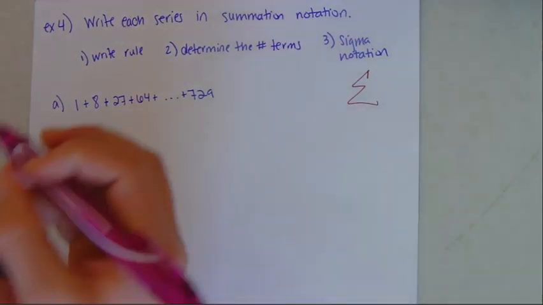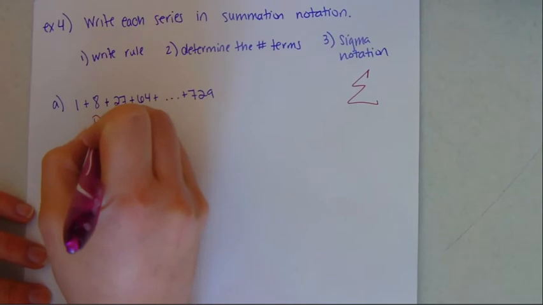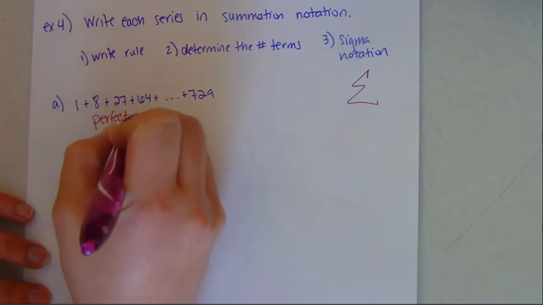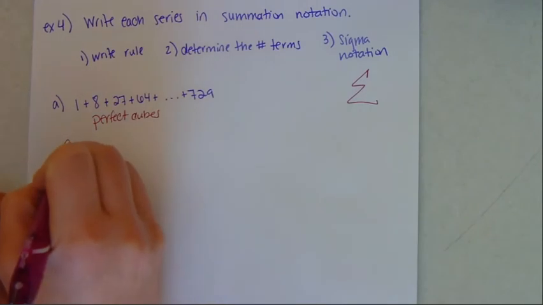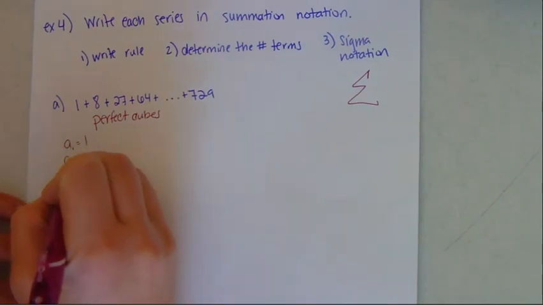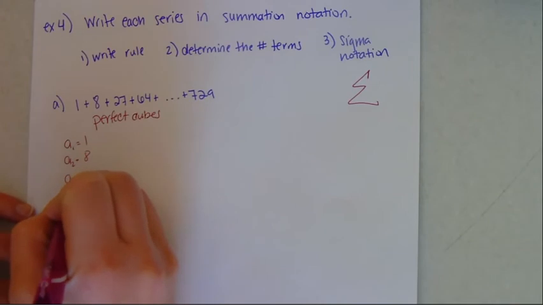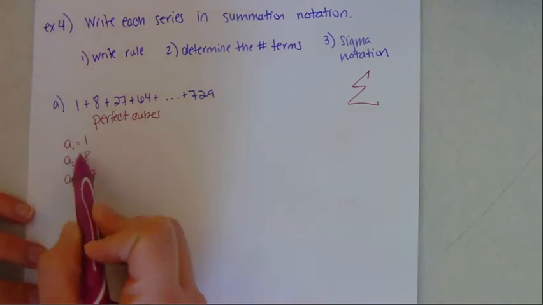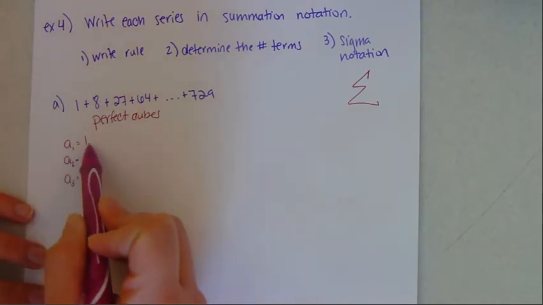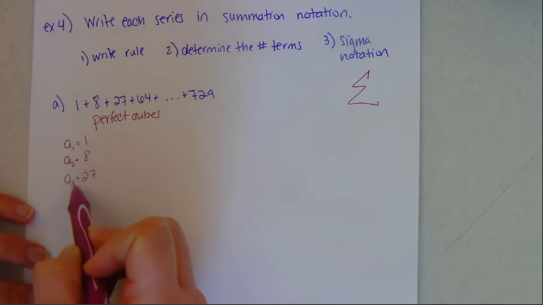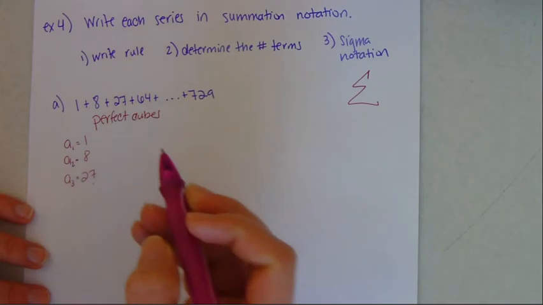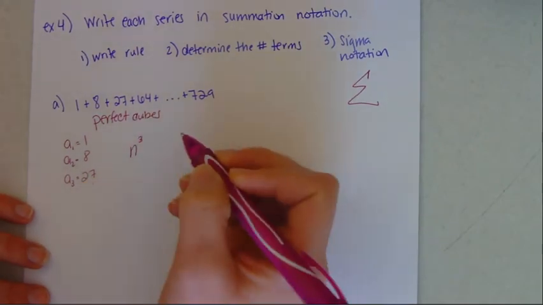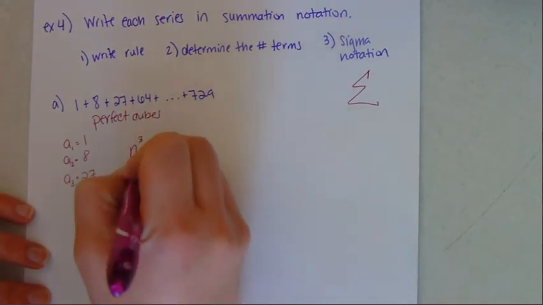All right, so now you're back. You've figured out, hopefully, that the pattern is that we're dealing with perfect cubes. So if we keep that same model, our first term is 1, our second term is 8, our third term is 27. How are we changing this n, this term number, into that 1? How are we changing 2 into 8? How are we changing 3 into 27? Well, we're taking that n, that term number, and we're cubing it. So right here, this is my rule.